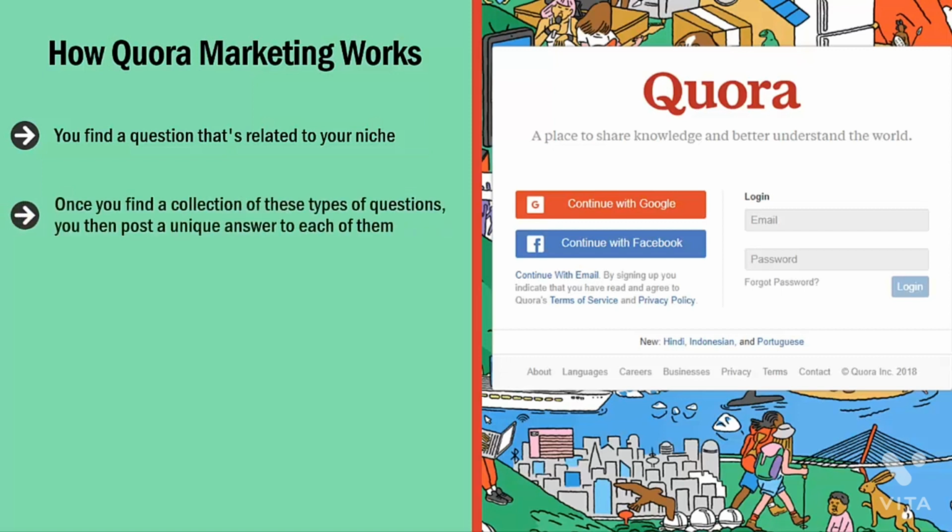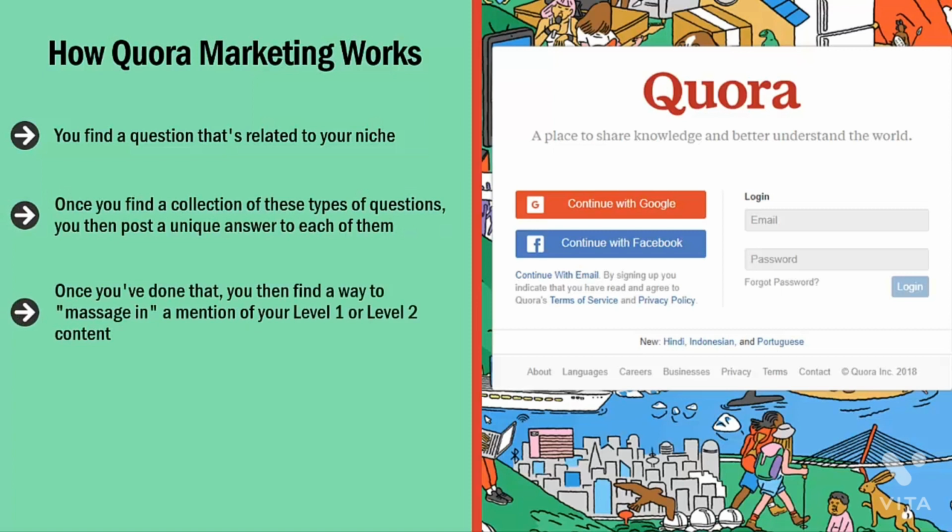You're not dodging the question. You're not just dropping a link. You're not spamming. Instead, you have to answer the question directly. Otherwise, you will get banned. Once you've done that, you then find a way to massage in a mention of your level 1 or level 2 content. It all depends on the question. That's all you need to do for Quora marketing.